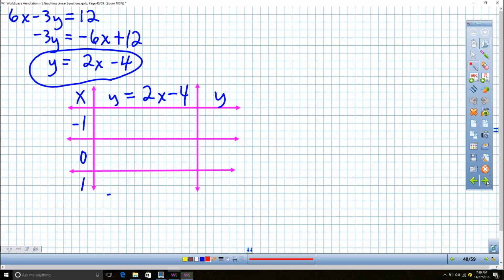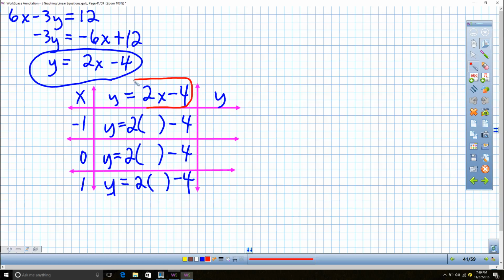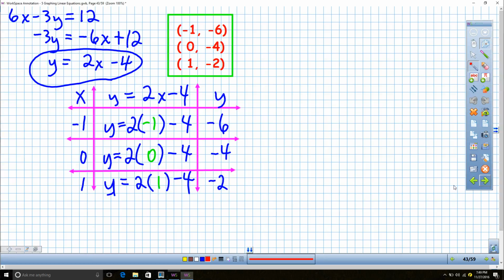So all I have to do is take those inputs, put them into the rule. This is the rule for the equation, and do the calculations. So here, 2 times negative 1 is negative 2, and negative 2 plus negative 4 is negative 6. Now I'm going to do that for each one. So I'll come up with my outputs, and then I'll put my inputs and outputs together in an ordered pair that I can now plot as a point on a coordinate plane. So I'm ready to plot these 3 points.